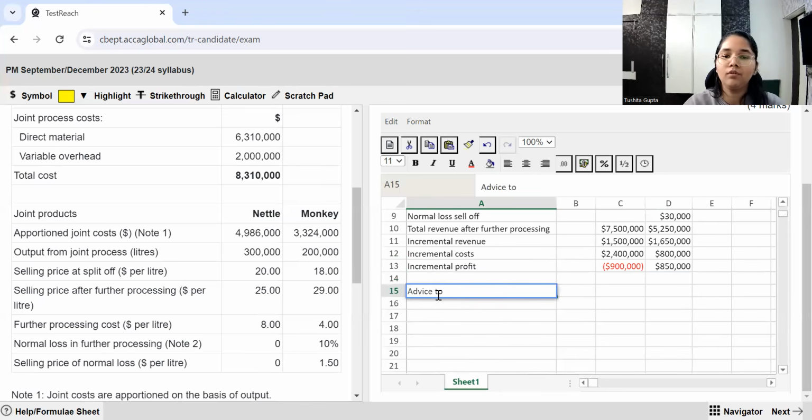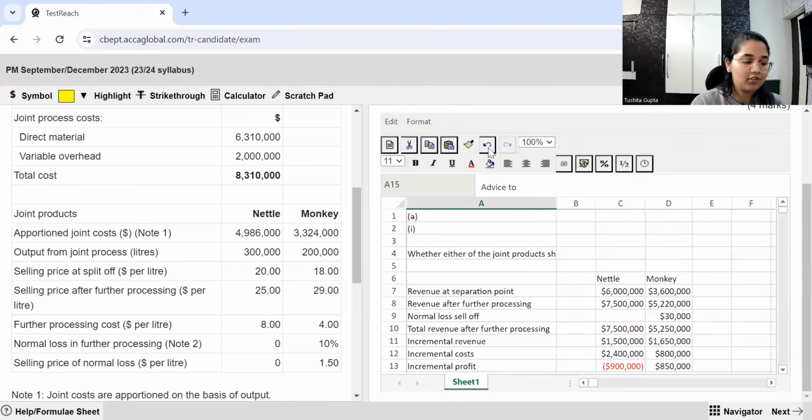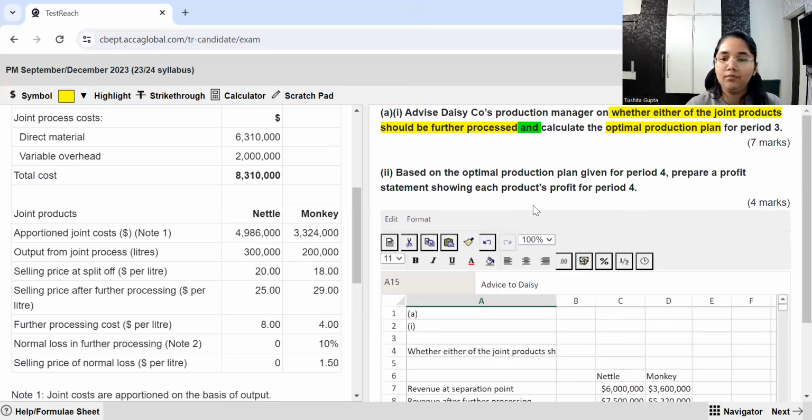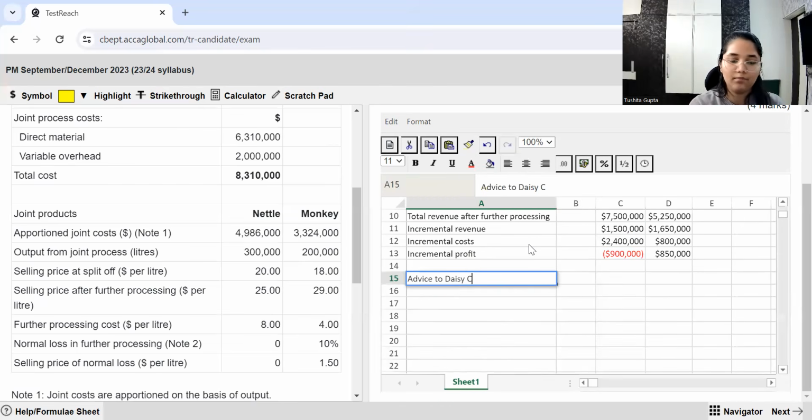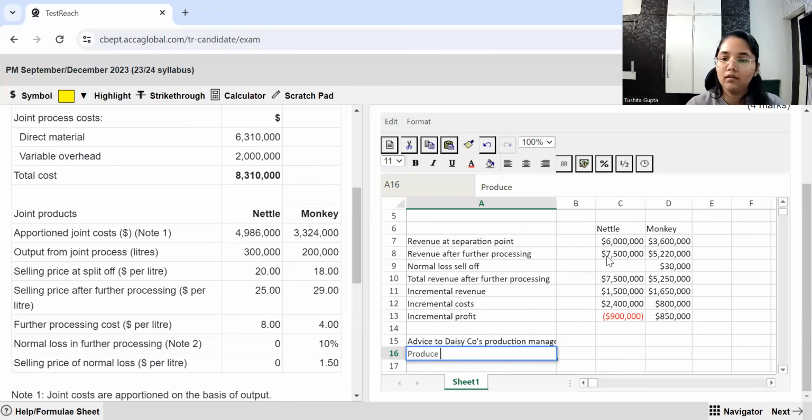Advice to Daisy Company's production manager. Produce 300,000 units of nettle, and you will produce how many? 200,000 will only give me 10% will be the normal loss.